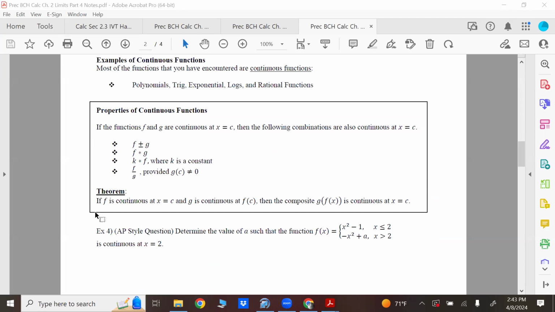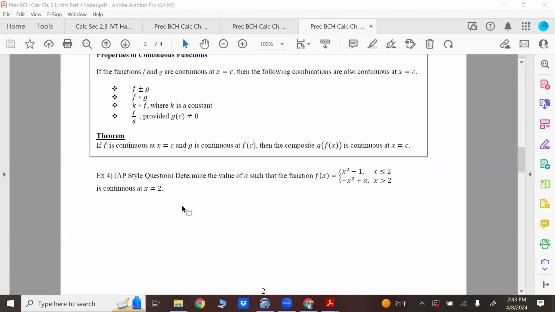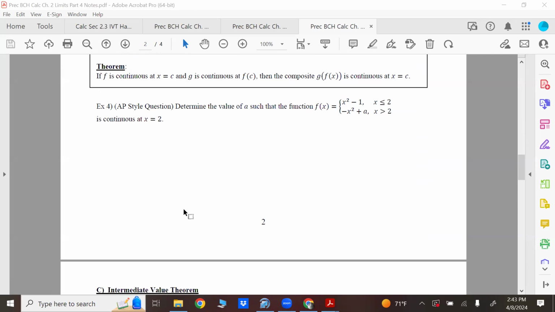If you add two continuous functions, they'll be continuous. If you subtract two continuous functions, they'll be continuous. If you multiply, divide, whatever, it doesn't matter. Or even a scalar multiple with a constant k, it doesn't matter. Even the composite: if f of x and g of x are both continuous and you plug one into the other, it's continuous. In this case, you're assuming g is continuous at f of c, right?